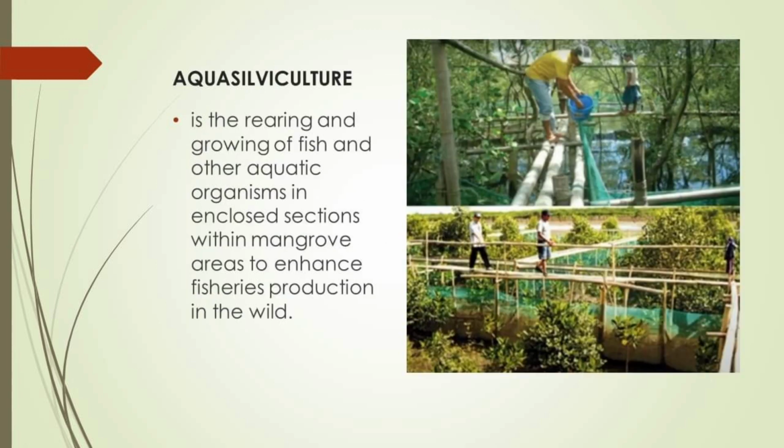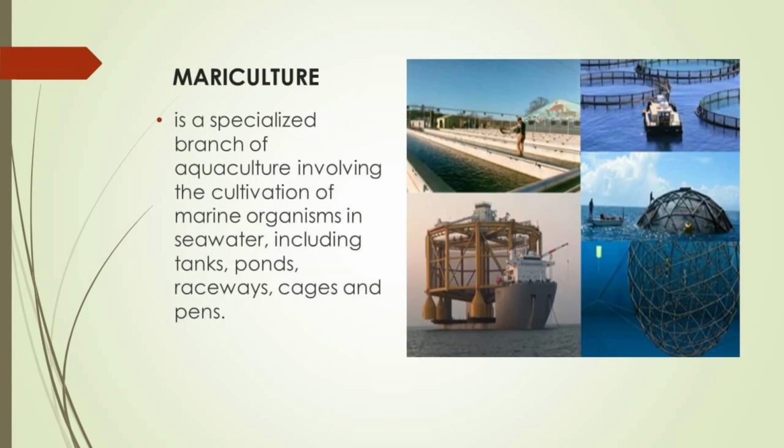Next, we have aquasilviculture. It is the rearing and growing of fish and other aquatic organisms in enclosed sections within mangrove areas to enhance fisheries production in the wild. We will now discuss mariculture.